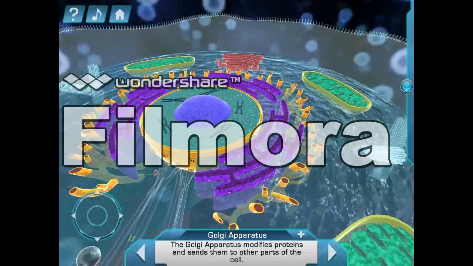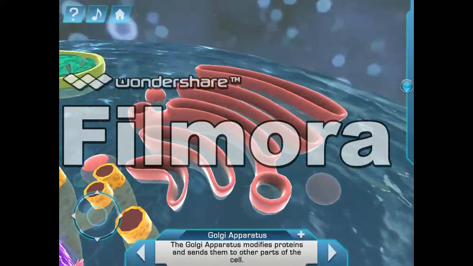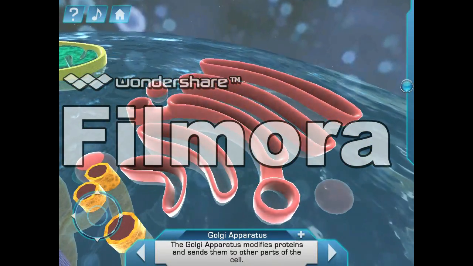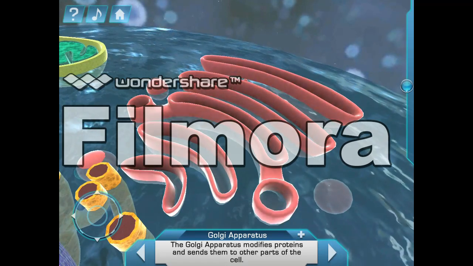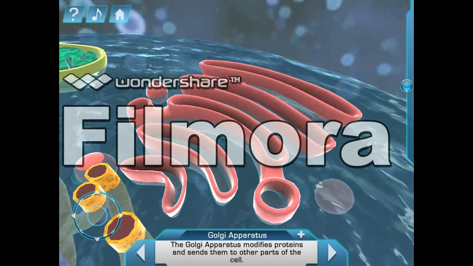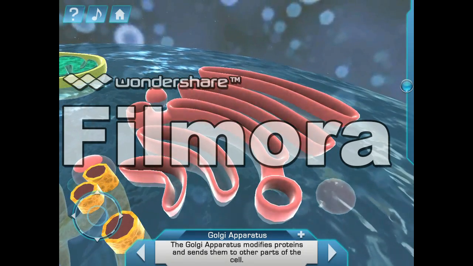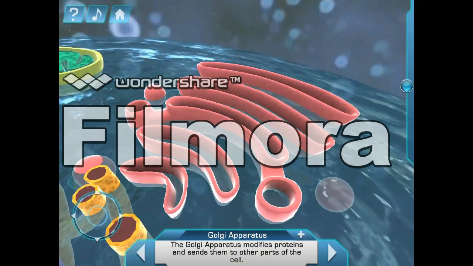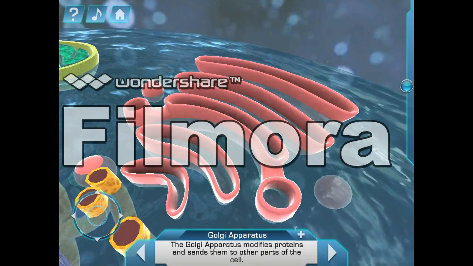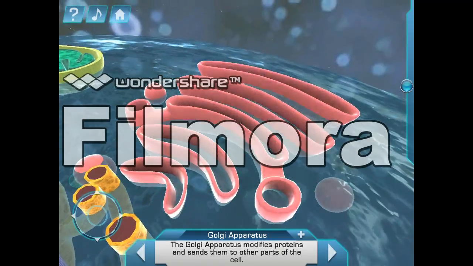Hey, the Golgi body, also known as the Golgi apparatus. This organelle receives synthesized items and packages them, then pinches itself off, and then sends it to other parts of the cell. I want you to notice the little pinch portion right there. That is a completely packaged part.